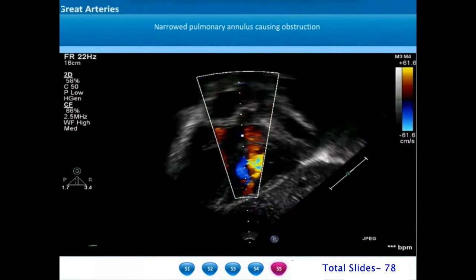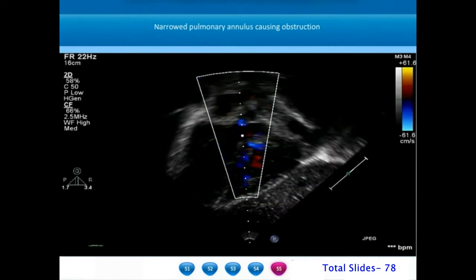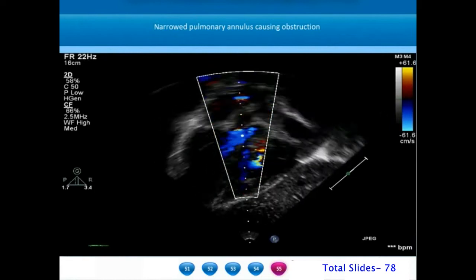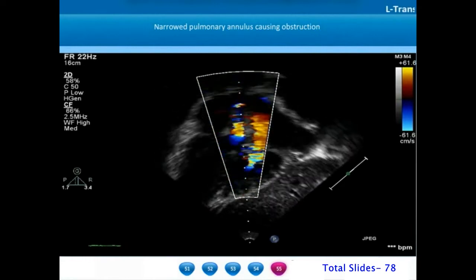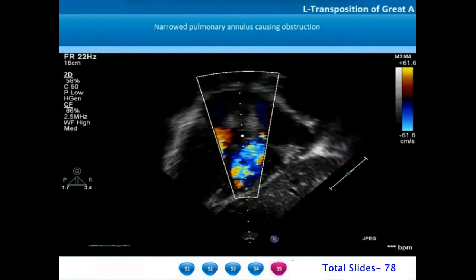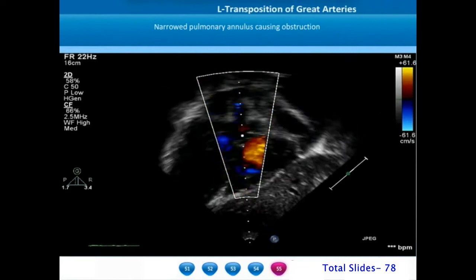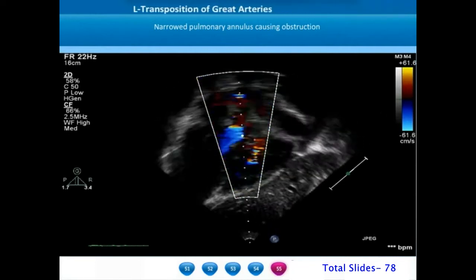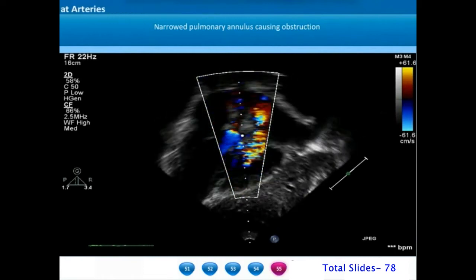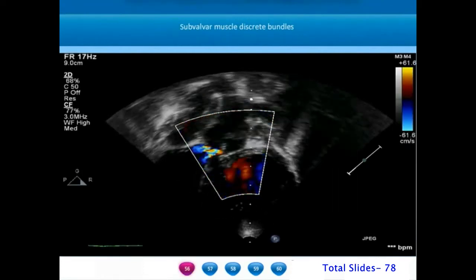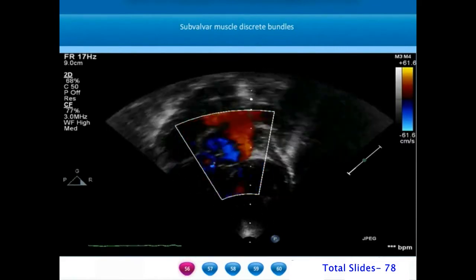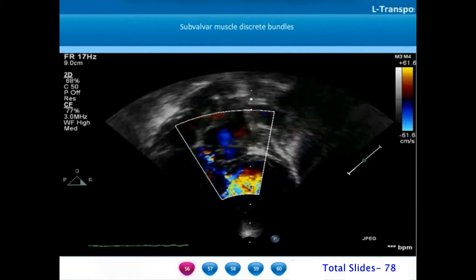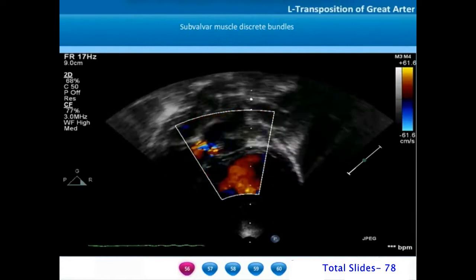In some of the patients with left ventricular outflow tract obstruction, we will notice that the morphology of obstruction is due to annular narrowing. This is an example of a corrected transposition with an annular and valvular narrowing of the pulmonary outflow tract. Discrete subvalvular muscle bundles can also cause subvalvular left ventricular outflow tract obstructions.